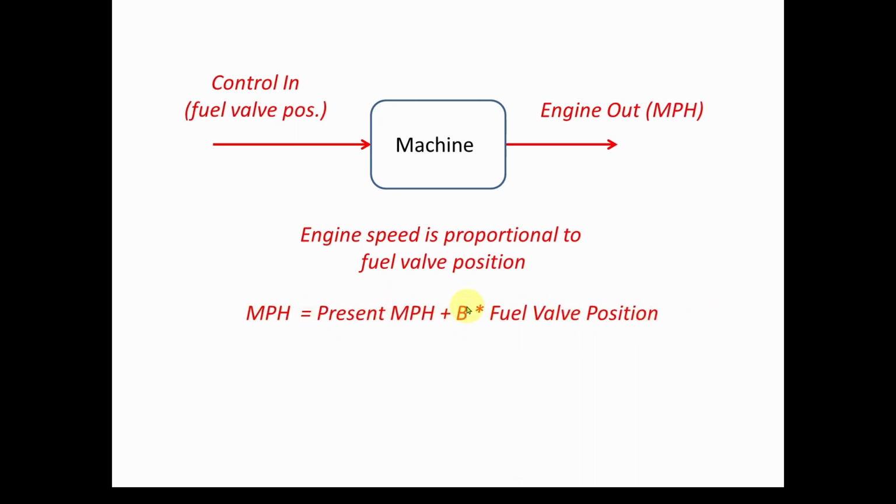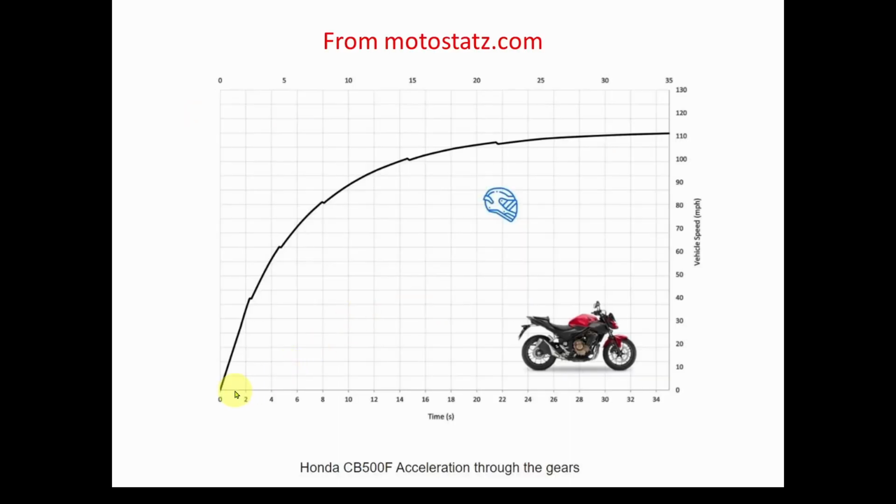And what we're saying is there is some number that we can multiply this fuel valve position by to give us an incremental new speed that we can add to this present speed. All we're doing is saying, if we're here and we know in this case the guy slammed the throttle to maximum, we can pretty well predict that this future speed is going to look something like this.